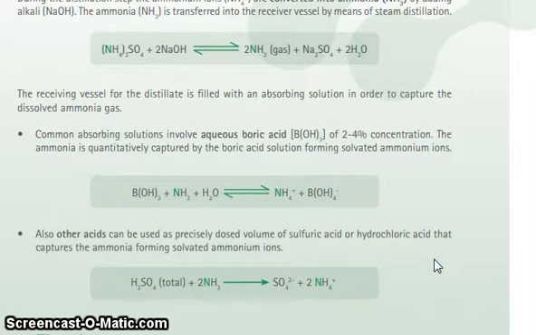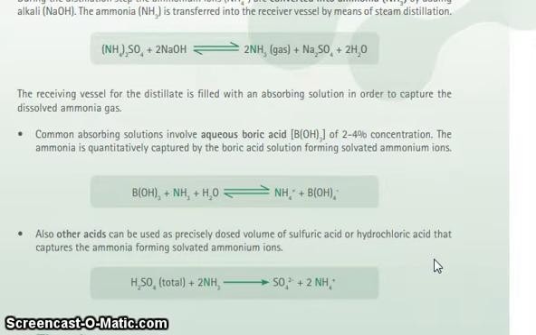The receiving vessel for the distillate is filled with an absorbing solution in order to capture the dissolved ammonia gas. Friends, common absorbing solution involves aqueous boric acid of 2 to 4% concentration. The ammonia is quantitatively captured by the boric acid solution forming solvated ammonium ion. So boric acid reacts with ammonia and water, it gives ammonium ions.